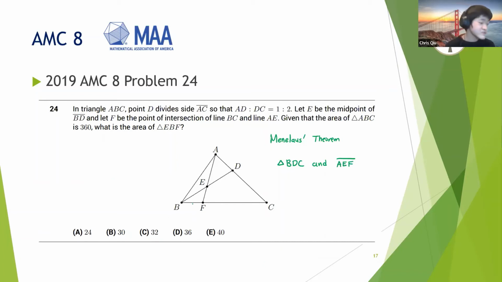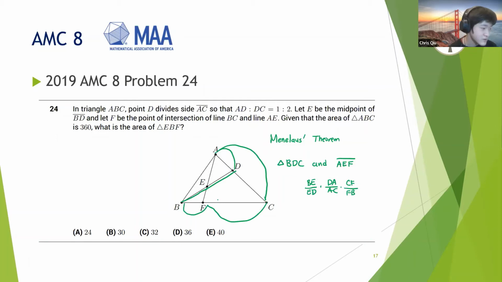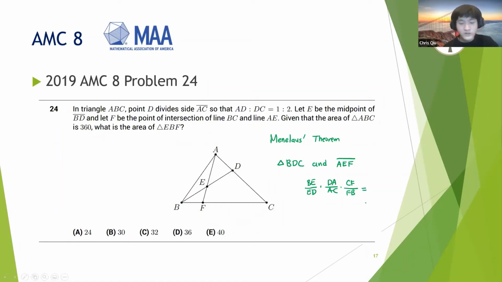And what Menelaus' theorem says about this triangle and this transversal is that the product of ratios BE over ED, so we're going from here to here, and then here to here, times DA over AC, and then times CF over FB, we're traveling from here to here, and then from here to here. The product of these three ratios is going to be -1 if they're directed. But in this case, we're just dealing with lengths, so we can write 1.